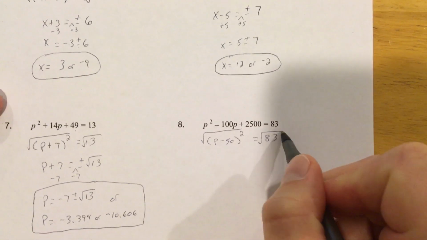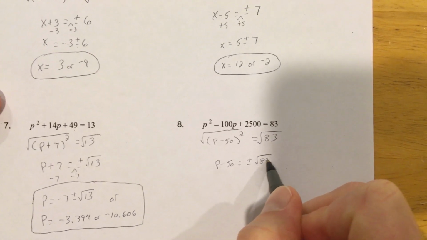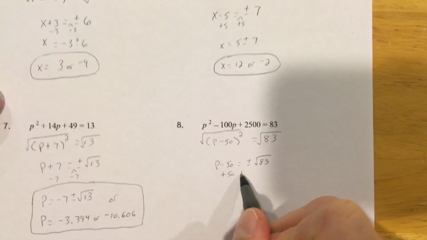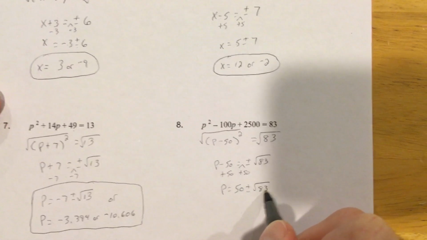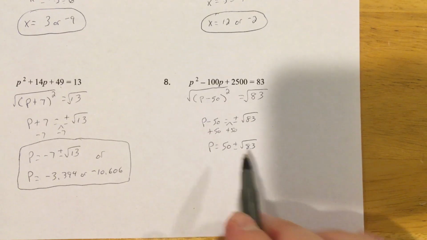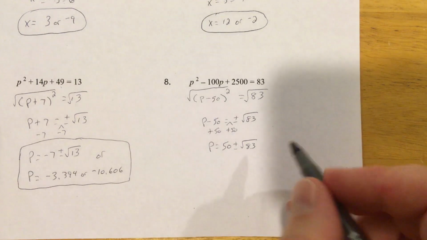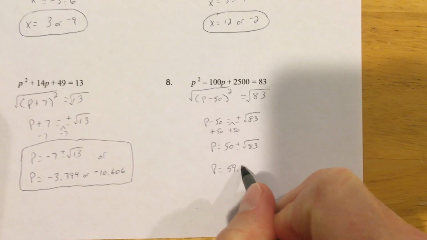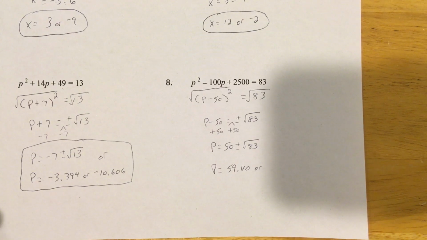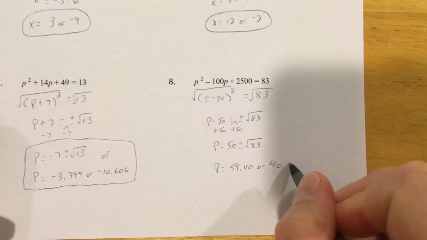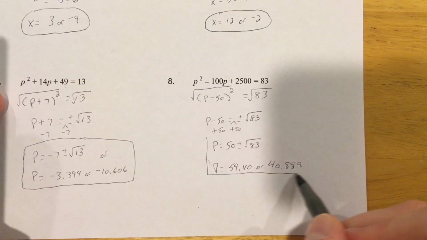And then we take the square root, and I get p minus 50 equals positive or negative square root of 83. I'm going to add that 50, put it right in front. So p equals 50 plus or minus square root of 83. And again, because 83 is not a nice perfect square, some people will just leave that, not worry about it. But if you wanted to work that out, p could be 59.110, or 50 minus the square root of 83 gives us 40.889, or 890 would be another way to do that.